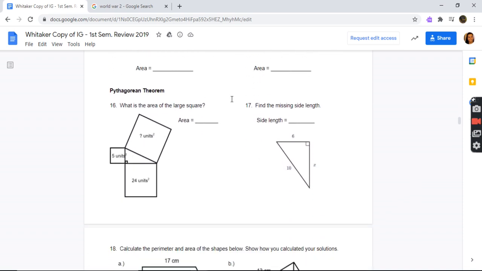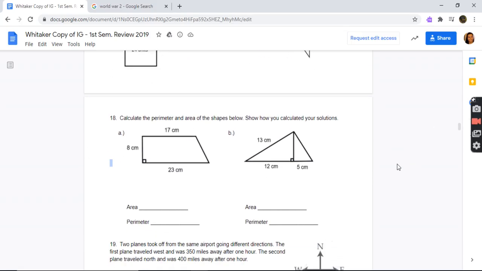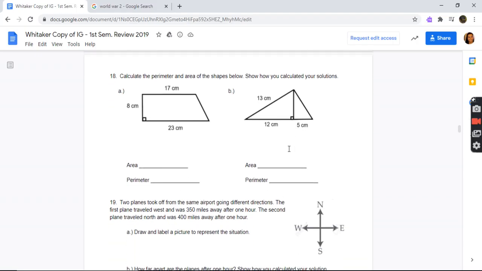What is the area of the large square? This is 24 units squared. This is 5 units squared, and this is blank units squared, I should say. This is x, and this is 6, and this is 10. Find them the same side length. Just find it yourself. What do you think? You guys are smart, right?